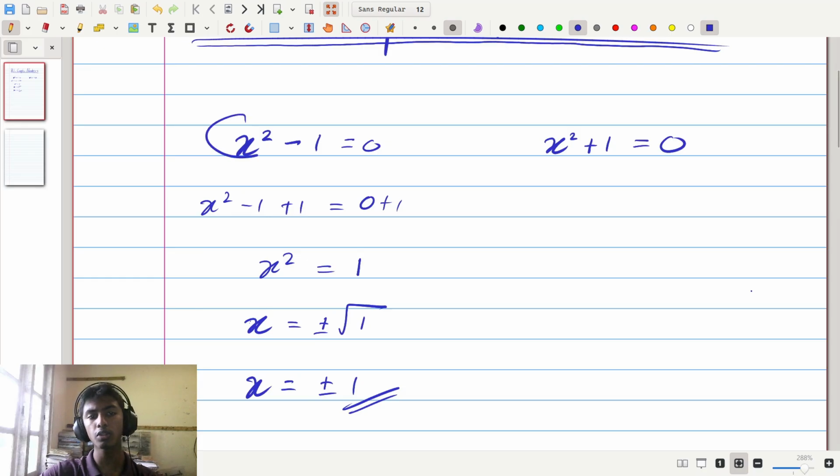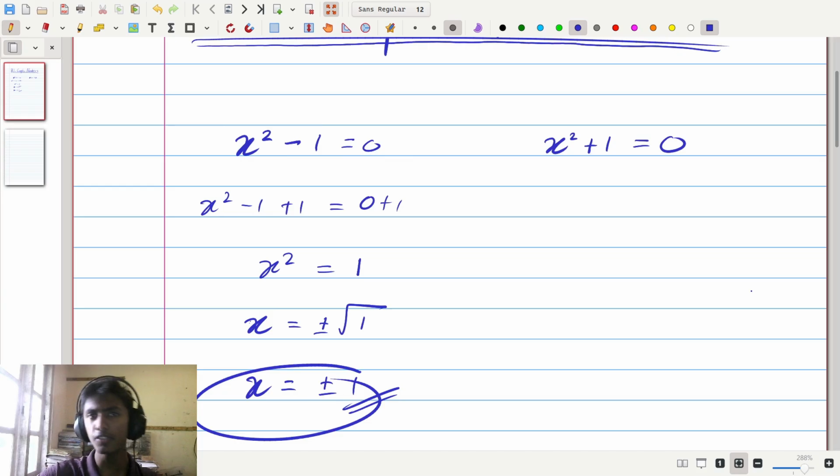If we resubstitute them back into the equation, we can see x equals plus 1 gets us 1 squared minus 1, which is 1 minus 1, which is 0. If we substitute x equals minus 1, then we get minus 1 squared, and minus 1 times minus 1 is 1, so this becomes 1 minus 1, which is equal to 0, which is true. So it works for both of our solutions.